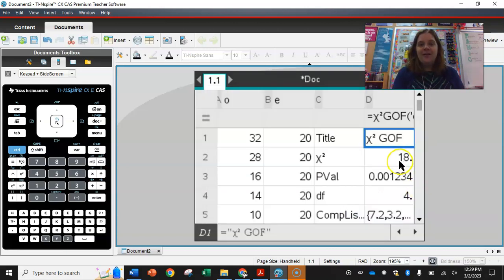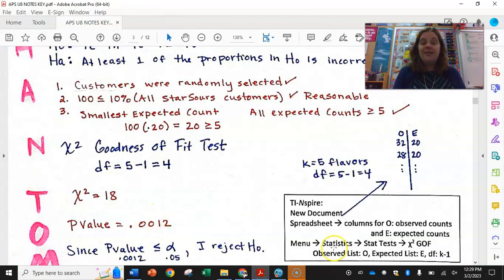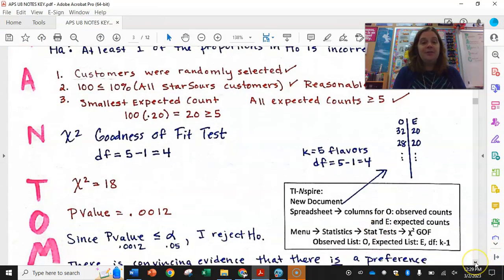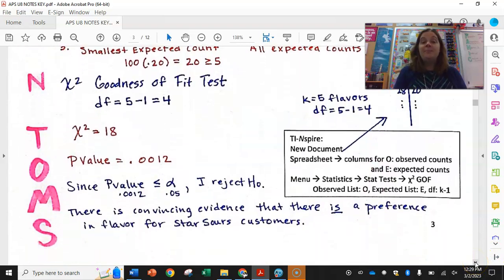Here is my chi-squared value of 18 and my p-value of 0.001. Also notice the degrees of freedom of 4. So chi-squared 18, p-value 0.001. Since that p-value is very small, less than alpha of 5%, I reject the null hypothesis. There is convincing evidence that there is a preference in flavor among Star Sours candies.